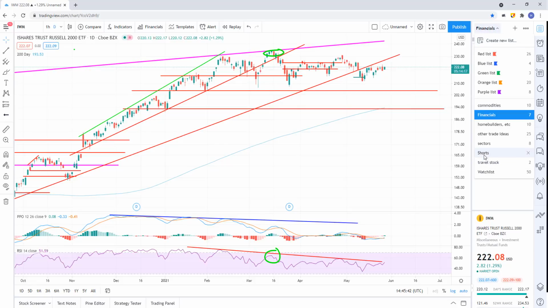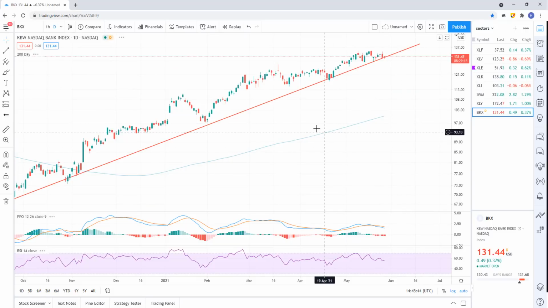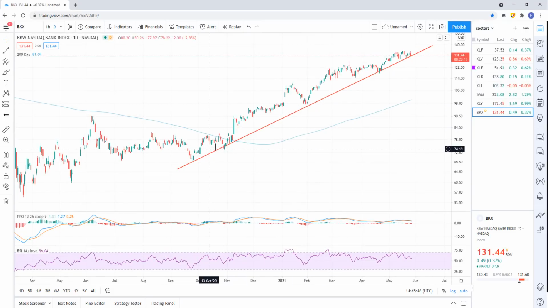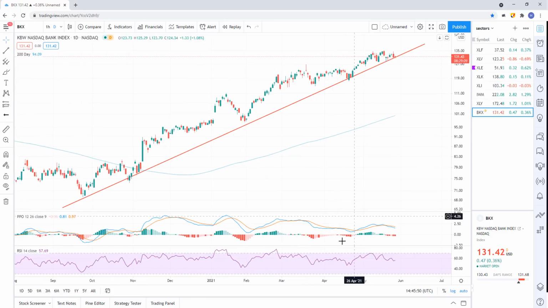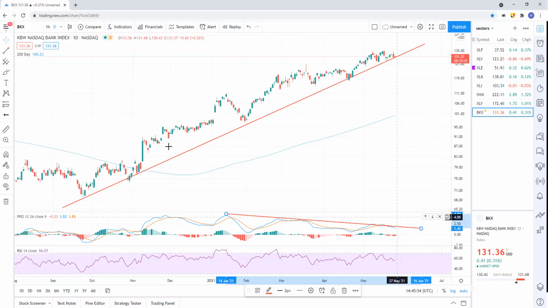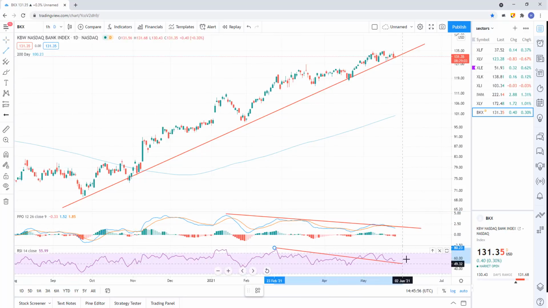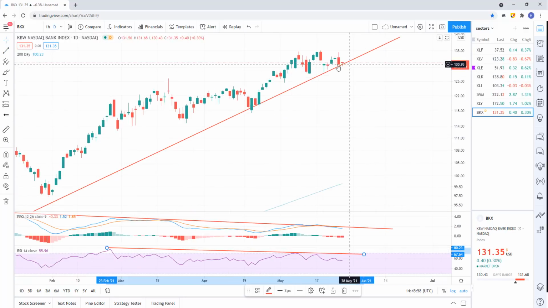If I could find it, my sectors, sorry. BKX, all right, that's your banks. So there's BKX, very similar to XLF, but you can watch that one as well. Negative divergence on this guy, and you can see that we're just walking this trend line, treading water. So again, waiting for that sell signal.